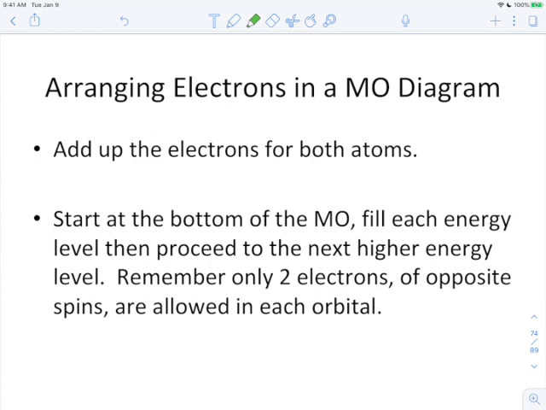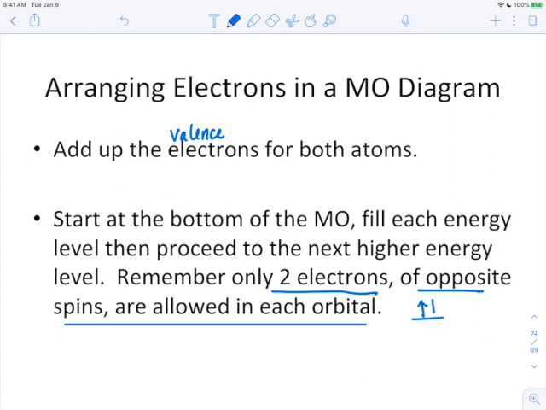What we're going to do is add up the electrons for both atoms, and we could add up the total electrons, but what I'm going to tell you is it's easier for us to add up just the valence. So I'm going to go ahead and add valence in here. So add up the valence electrons for both atoms, and then you're going to start at the bottom of the MO diagram that I give you, and you're going to fill in each energy level, then proceed to the next higher energy level. So remember, only 2 electrons of opposite spins are allowed in each orbital. So for something like that, we're talking about arrow up and arrow down. So any questions on anything here so far?